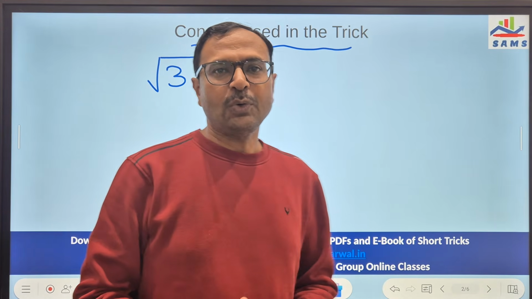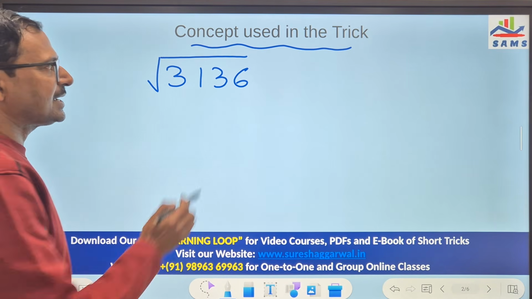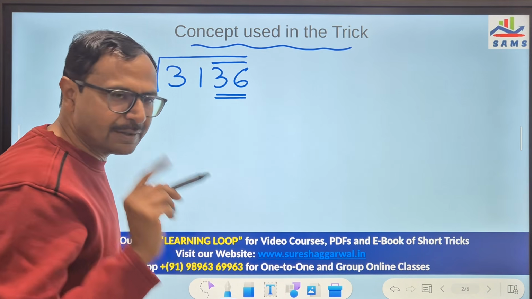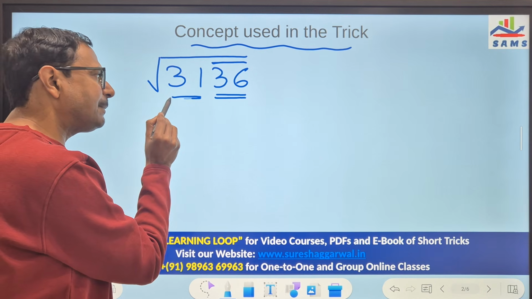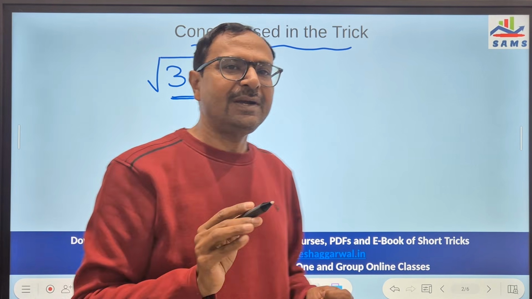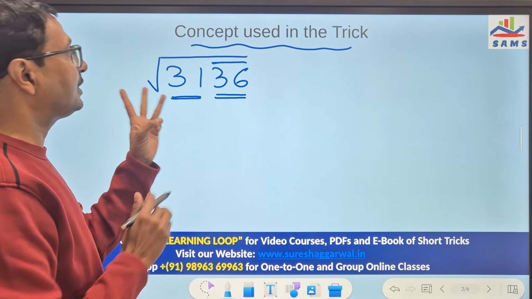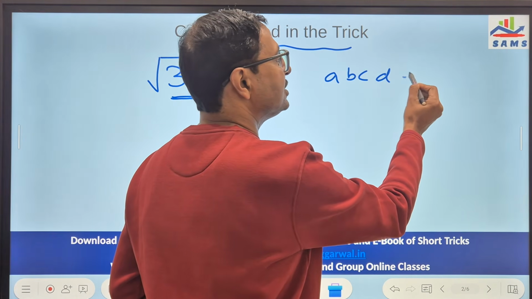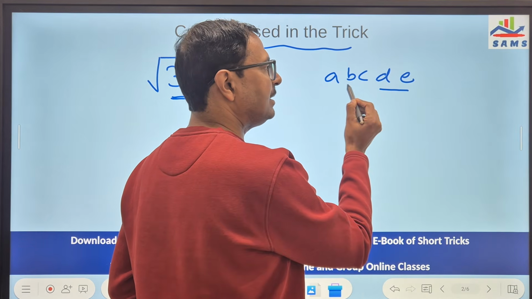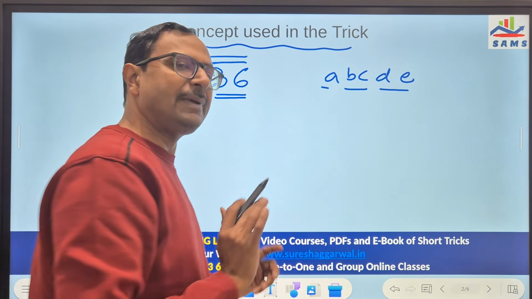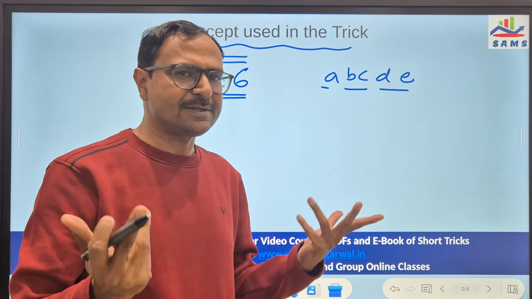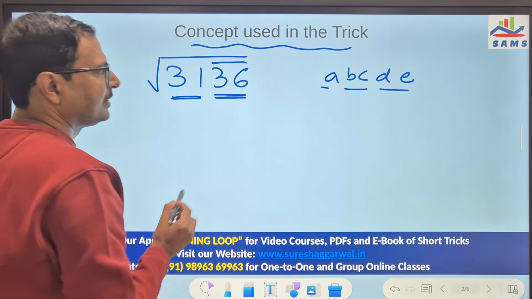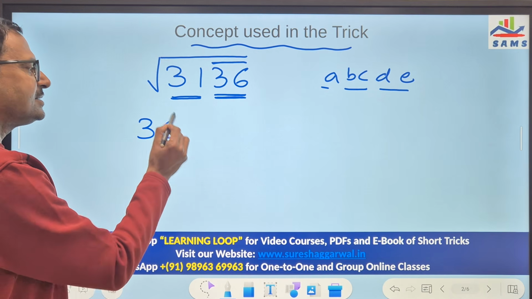What I do first is pair up the digits from the right-hand side. So 36 forms one pair, and if I am left with a single digit, it is fine. Like if the number has 5 digits, A, B, C, D, E, I'll pair up D E, B C, and then A will be the single digit. That doesn't matter. Now this 36 ends in 6.